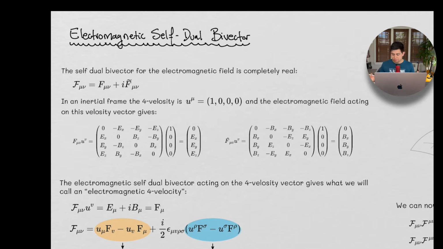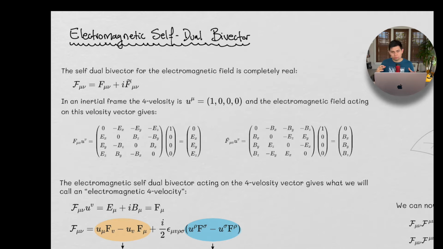Alright, so let's get into the topic. So we are talking today about the electromagnetic self-dual bivector. It's a special type of bivector that contains real components and the dual components. Okay, so we talked last time about how these dual tensors were sort of related by means of a complex number. Okay, and we're going to take advantage of this, and we're going to keep on going forward with it.